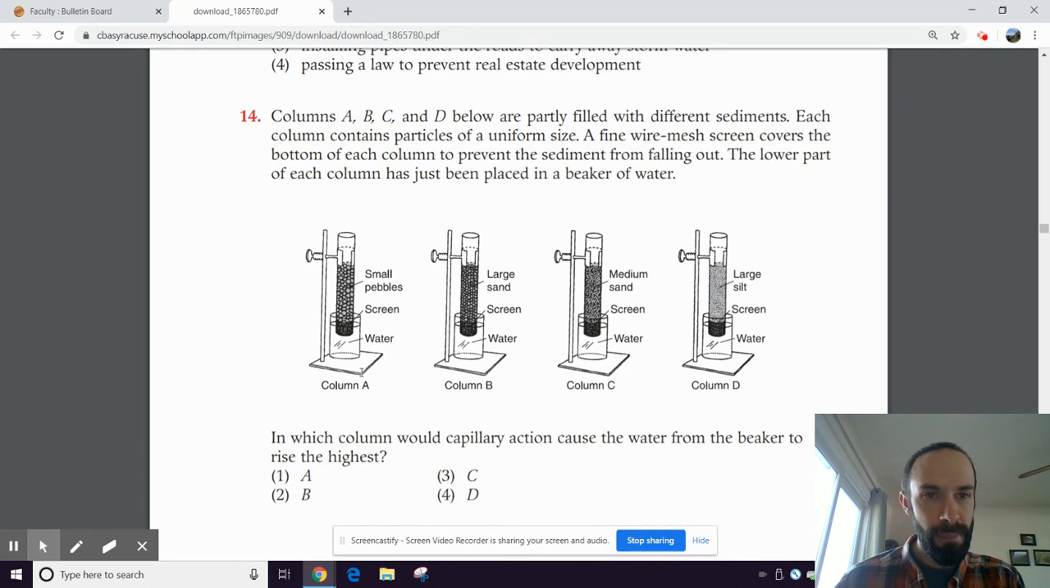Okay. 14. In which column would capillary action cause the water from the beaker to rise the highest? Capillary action is best in small sediment, so it rises easiest in column D. So the answer is number 4.